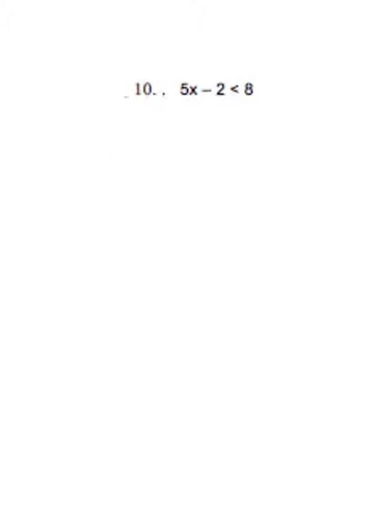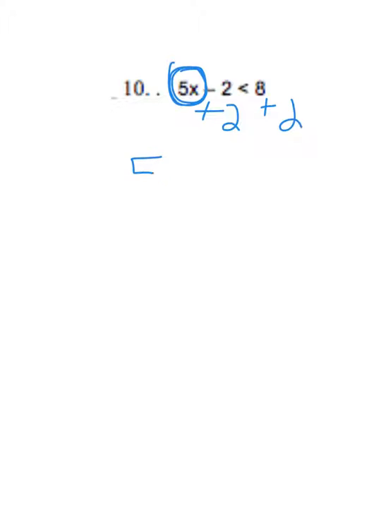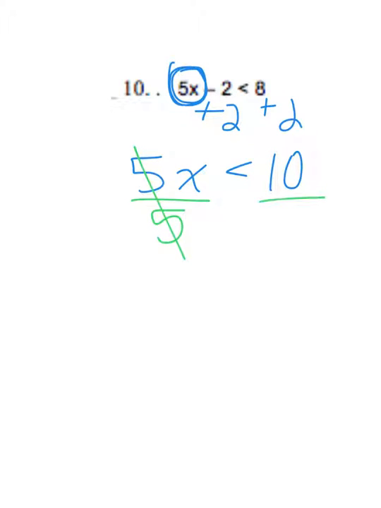And then we've got problem number 10 here. I will start by adding 2 on both sides. I'm always wanting to get the x by itself on one side, and to me the quickest way to do so would be to add 2 to both sides, and that leaves me with 5x is less than 10. I then know just to divide by 5, that'll clear those. Divide by 5, x is less than 2.